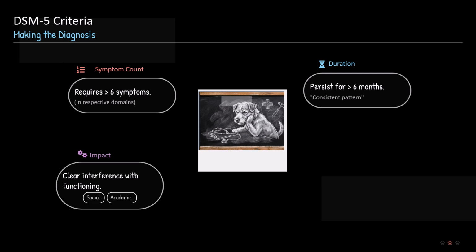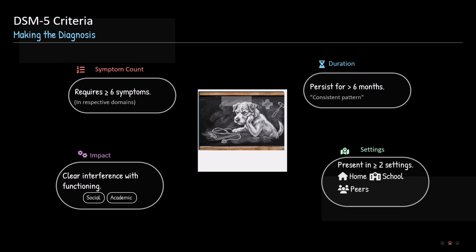There must be clear interference with functioning, as is with most DSM criteria. There must be actual dysfunction in order for it to be a disorder, and this can be social or academic dysfunction. Now, this needs to be present in at least 2 settings, either home and school or school and with peers. It can't just occur in one setting, because sometimes people just don't like school and that's the only place where they're lacking attention.